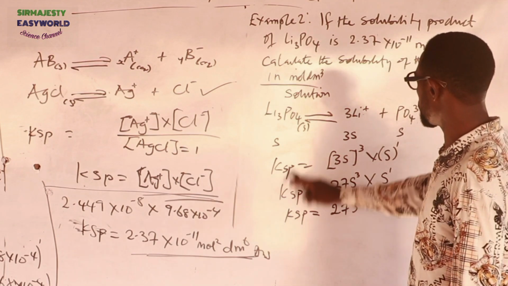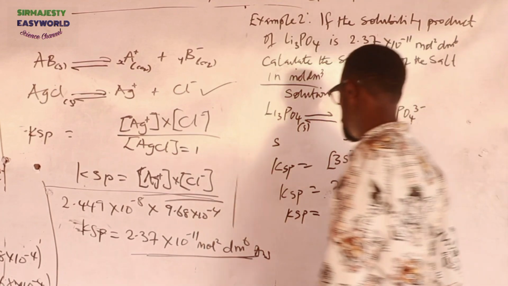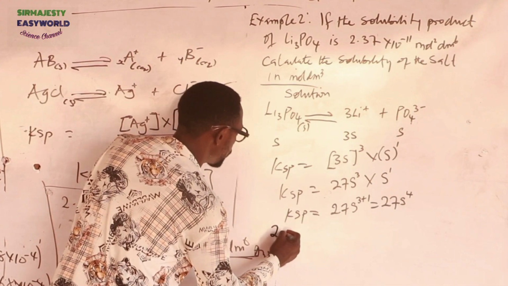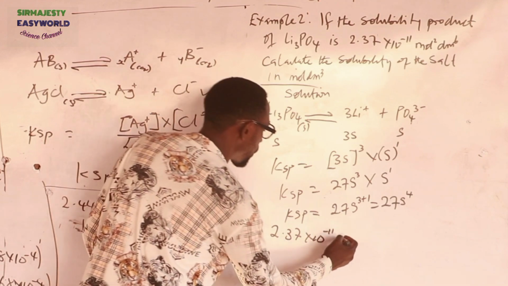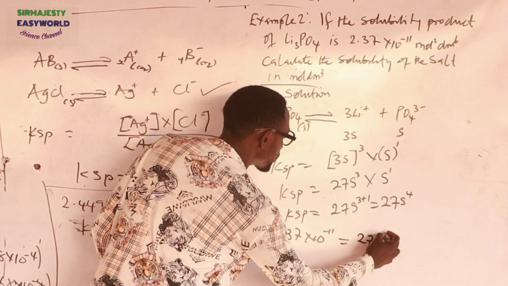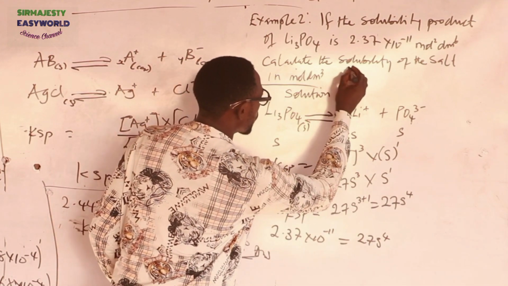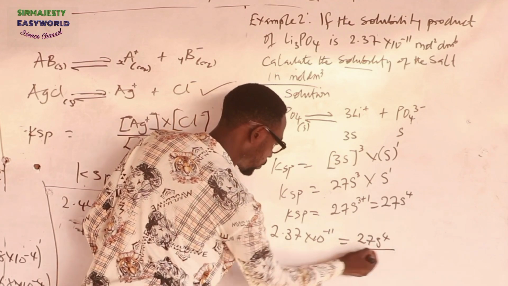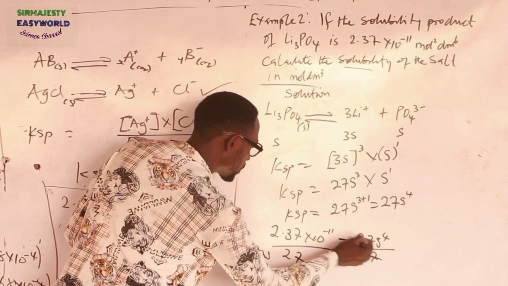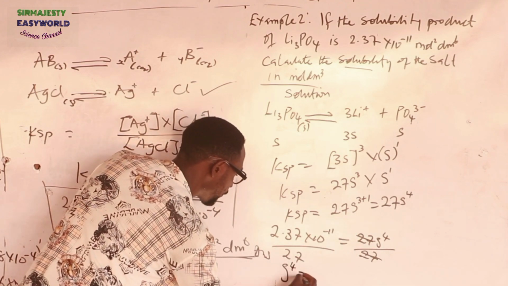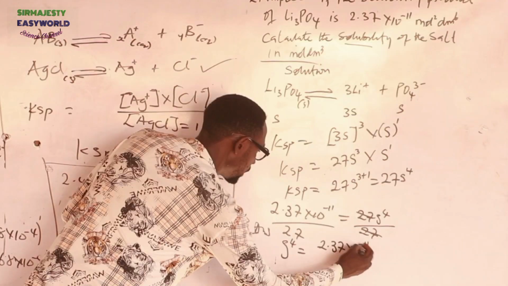They have given us Ksp in the question, so we just place this Ksp here and do the rest of the substitution. Our Ksp was 2.37 times 10 raised to power minus 11 mol^4 dm^-12, equals 27S raised to power 4. We are looking for solubility. They said we should calculate the solubility, which is S. So we make S the subject of the formula by dividing by the coefficient, 27. We are left with S^4 equal to 2.37 times 10 raised to power minus 11 divided by 27.